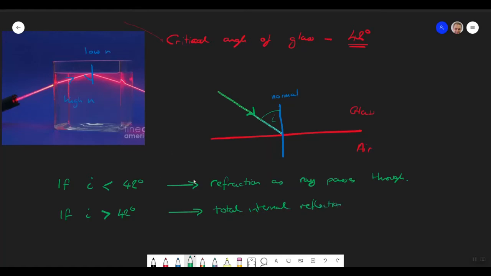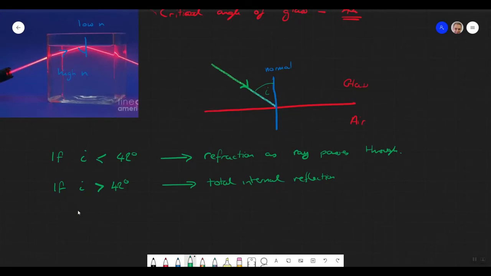Now, the question is often asked: how do you draw it if the angle of incidence is equal to 42 degrees? Well, it doesn't actually do this, but the theoretical prediction is that the ray runs along the boundary.